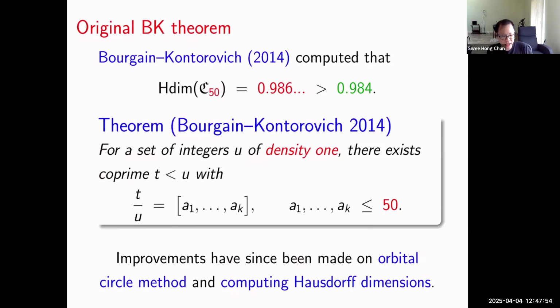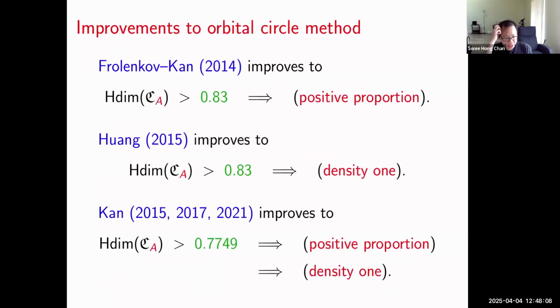Okay, and since then, 10 years later, since there are 10 years between now and the original BK, a lot of improvements have been made for the BK theorem, both on the orbital circle method and on computing Hausdorff dimension. On the orbital circle method, the current best result is due to Huang, which shows that the constant you need to use this orbital circle method has now become 0.7749. So it becomes smaller and smaller. And maybe in 5 years, I think they will make it even smaller again, maybe to 0.6.